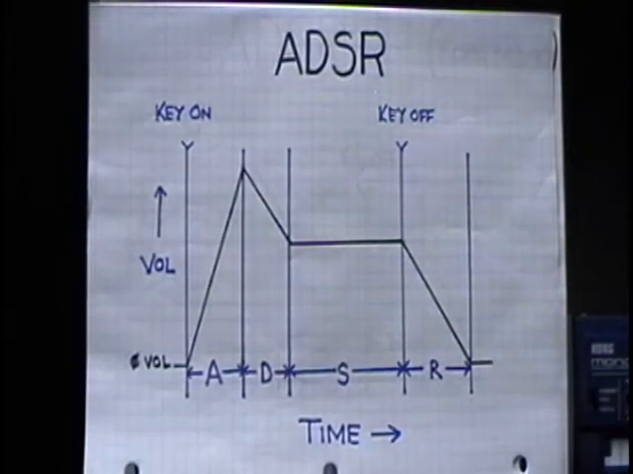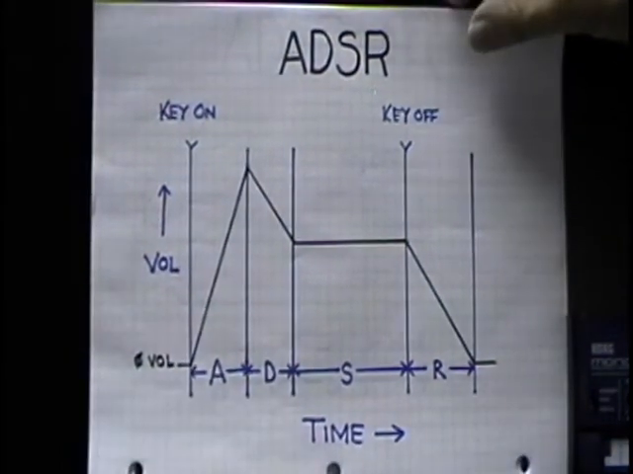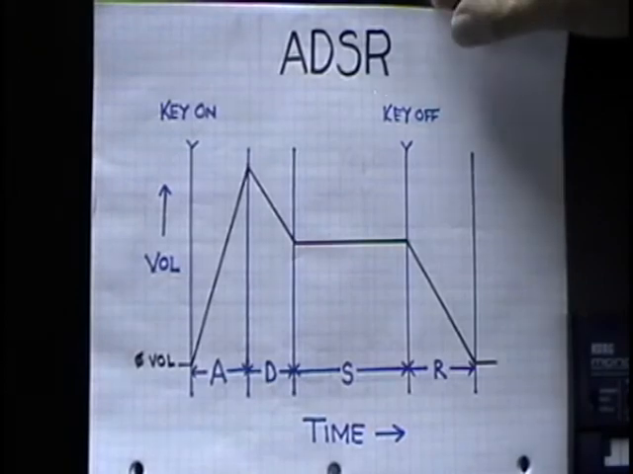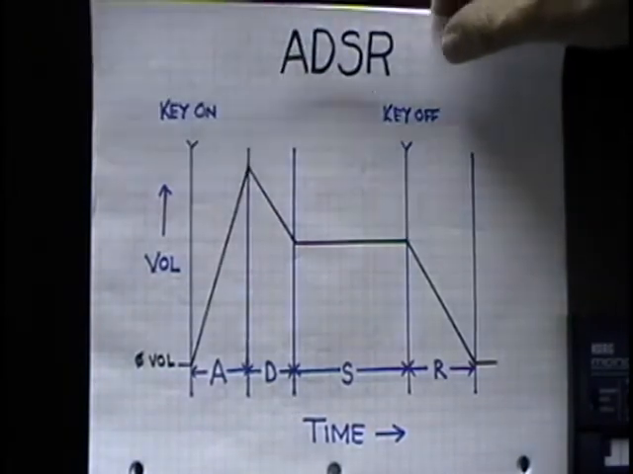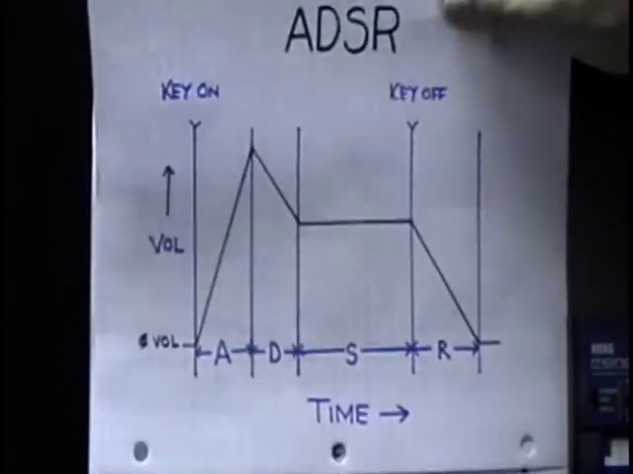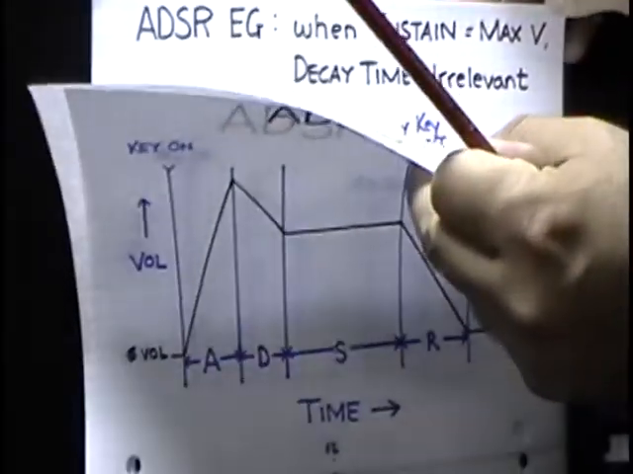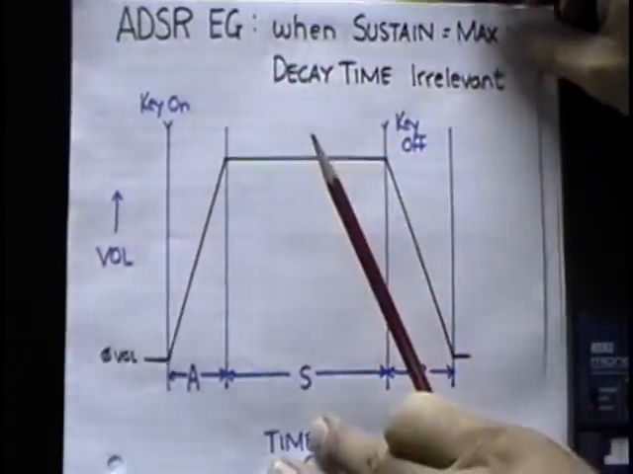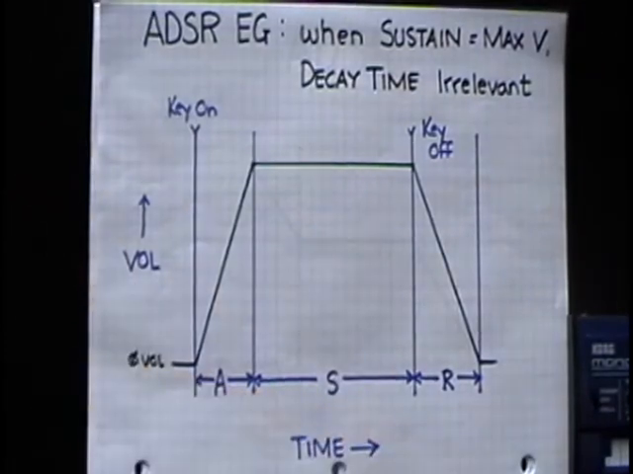If the sustain level is set at 10, or at maximum, depending on which keyboard we're talking about, then this is what your envelope would look like.